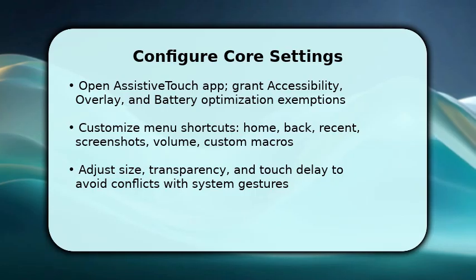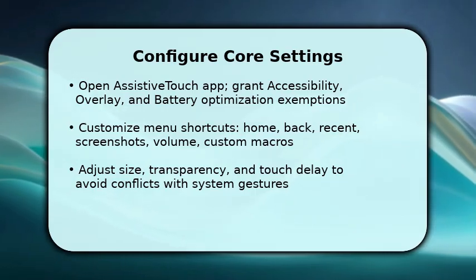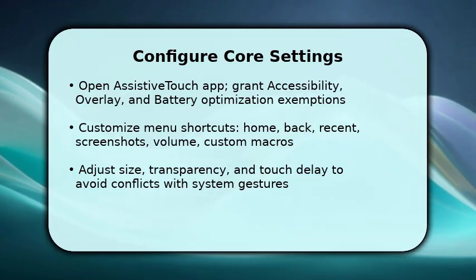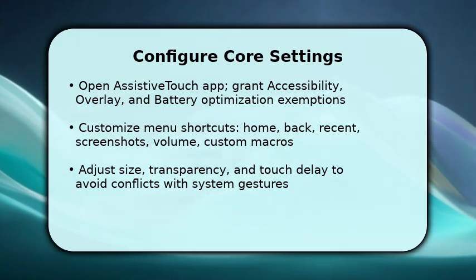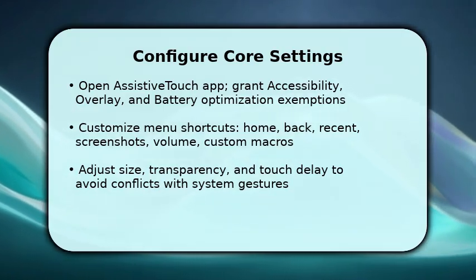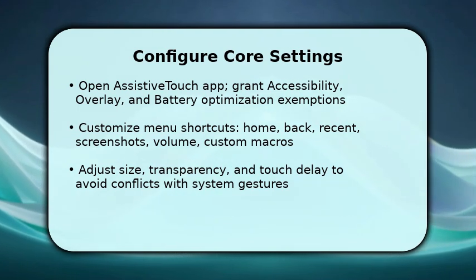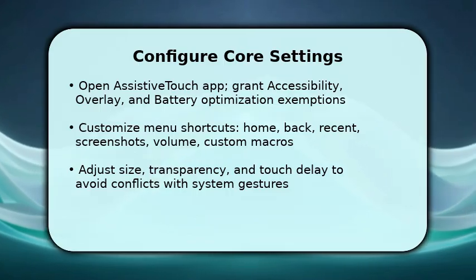Next, customize the floating menu. Add home, back, recent, screenshot, and any macros you use frequently. Make sure to adjust button size, transparency, and touch delay to prevent conflicts with system gestures. This tuning reduces accidental activations and improves reliability across apps.